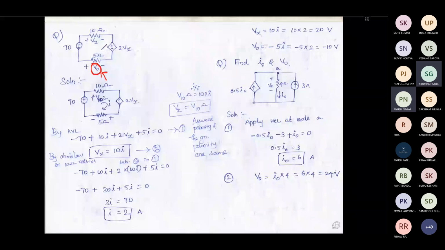Okay, so now for this circuit, let us assume some current direction. Let it be in this fashion. Then you take this 2 plus minus 2 Vx, then this 5 ohm resistor. So this is 10, this is 70, and this is 2 Vx. This is 5 ohm. Now what we need to find? We need to find this V naught. So now you assume some current direction. Let us assume that the current direction is like this.